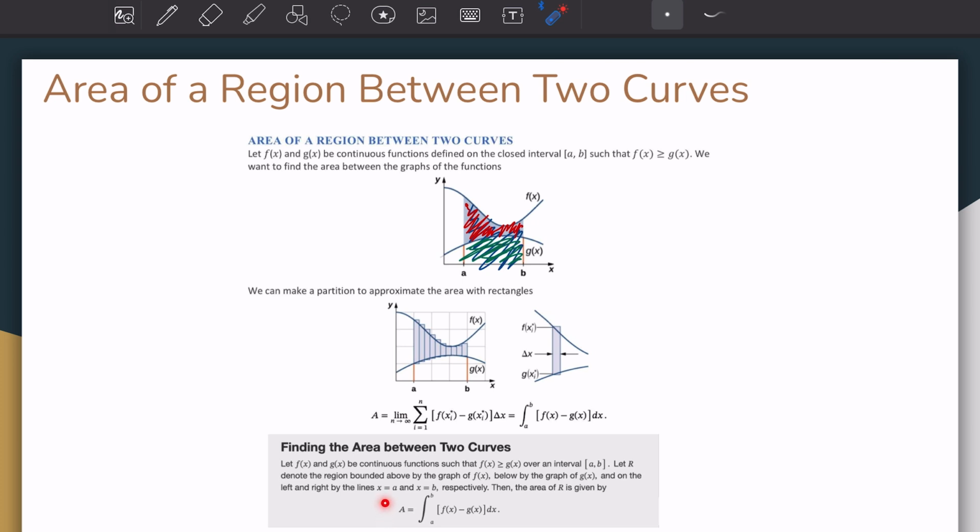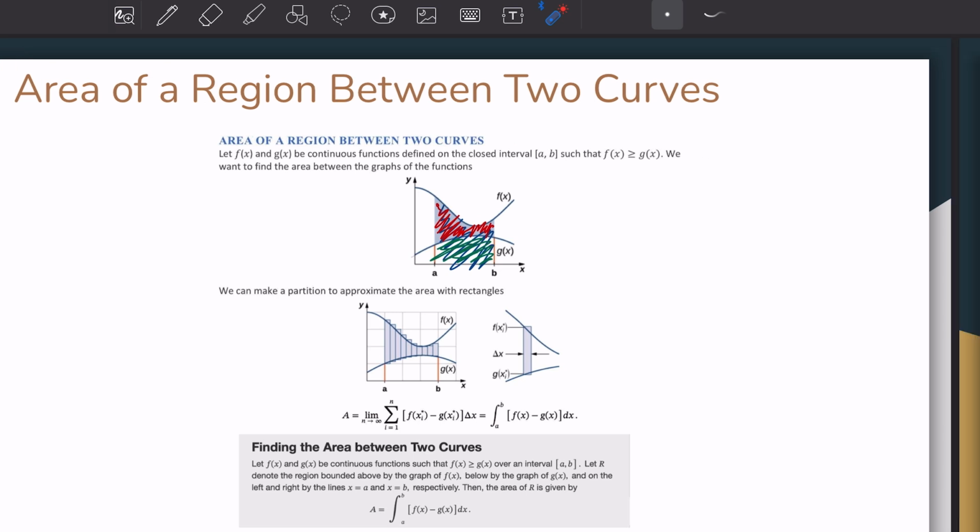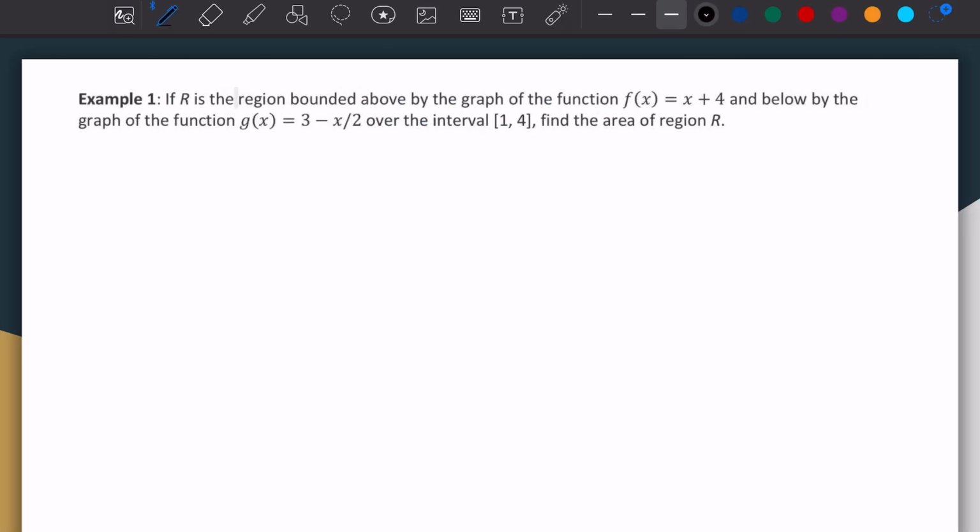And of course, that is using the main equation right here. So let's go ahead and move on to example number 1. So right here we are bound, there's a graph. We have f of x, which is x plus 4, bounded below by the graph of g of x, which is 3 minus x over 2, in the interval 1 to 4. So the best thing to do first is to just go ahead and graph those right there.